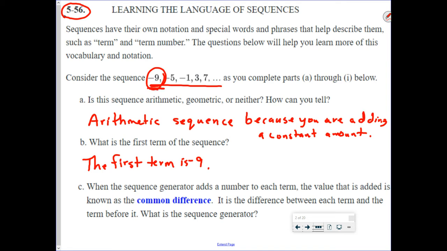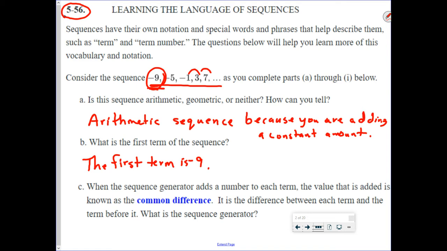So okay. When the sequence generator adds a number to each term, the value that is added is known as the common difference. Difference, don't we find that differently? What does difference mean? It's the answer to a subtraction problem. So we find the difference by subtracting these quantities. Like 7 minus 3, and 3 minus -1, and -1 minus -5, okay? What is the difference between each term and the term before it? The difference between each term and the term before it.